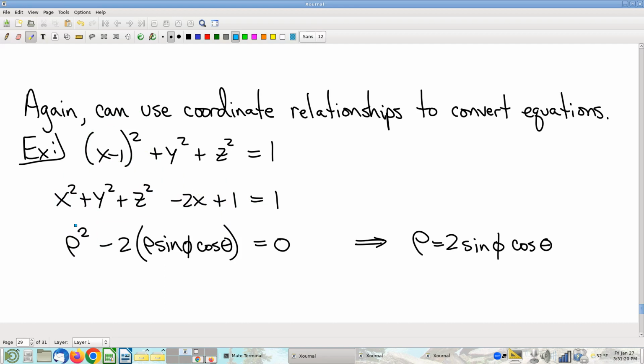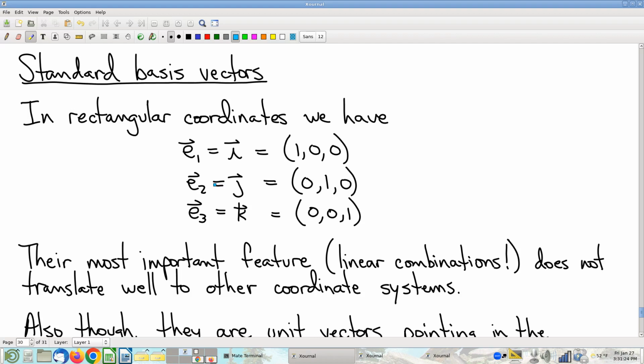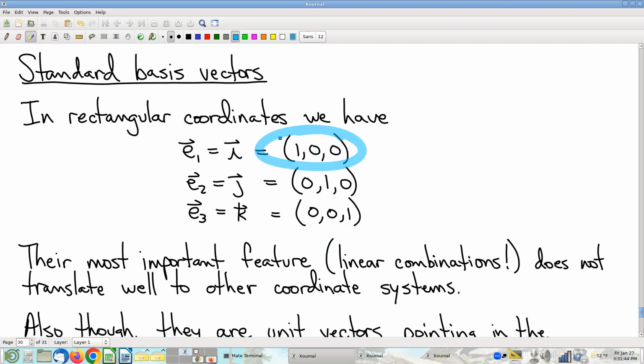Okay, so let's see, moving along. This business about standard basis vectors. Of course, you know the standard basis vectors in rectangular coordinates, and there are different ways you can think about these. One way is that they are unit vectors, each of which points in a direction where only one coordinate is increasing. So, for example, this vector is pointing in a direction where only x is increasing. In that direction, y and z are at least momentarily constant.